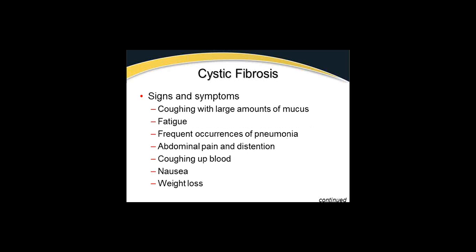They typically will have coughing with large amounts of mucus, be very fatigued, very, very tired, have very frequent bouts of pneumonia, complain of abdominal pain and distension. They may be coughing up blood, have some nausea and vomiting as well, and weight loss.